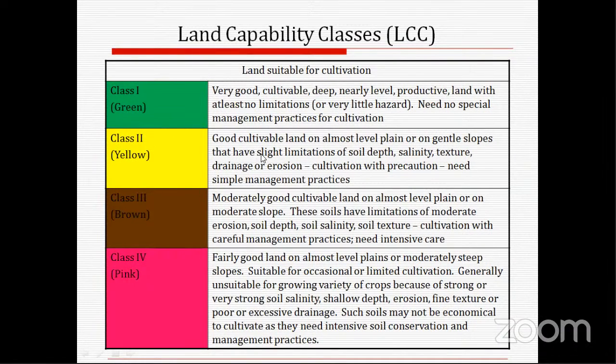If we come to the next one, LCC2, that is class 2, represented in yellow color, see this in the description. Here it is very good cultivable land on almost level plains, or we can see some gentle slopes. There will be slight limitations like soil depth, salinity, texture, drainage problems, but those are very minor. For cultivation we need some precautions, very simple management practices.